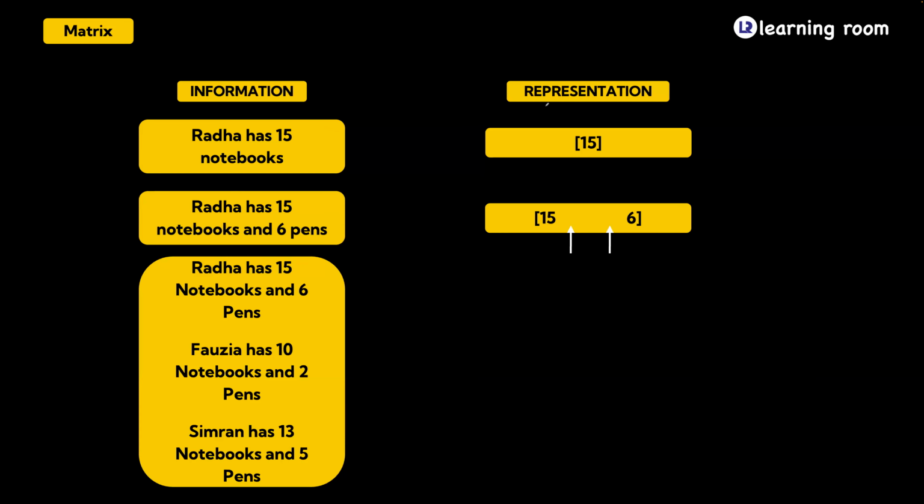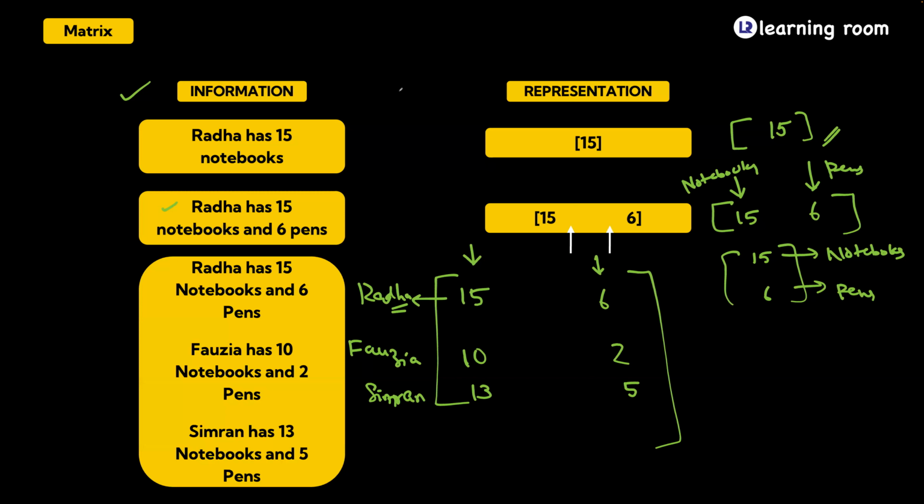Next. Based on the previous discussion, now we can give a definition to matrix. So let's see what a matrix is. A matrix is basically an ordered rectangular array. What do you mean by ordered? The order is very important. Suppose in the previous case, the numbers here are 15 and 6. If I write 6, 15, can I say that they both are same? No, because you have changed the order.